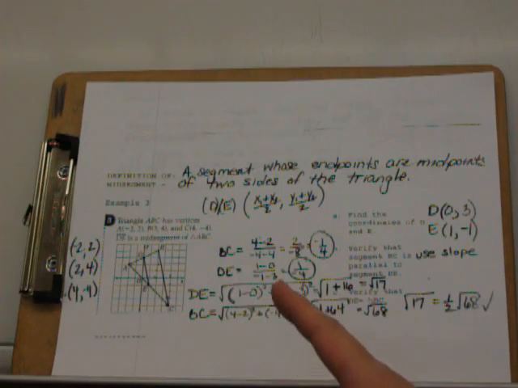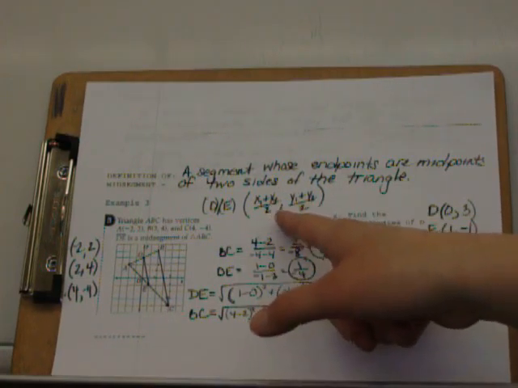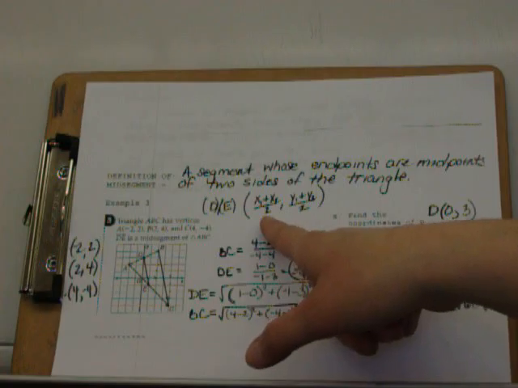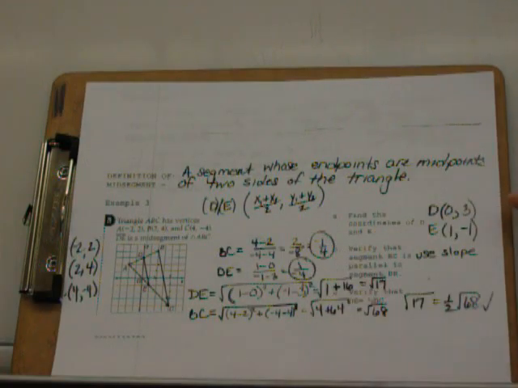Well, if DE is a midsegment, we have to use the midpoint formula to find the ordered pairs for D and E. So in this case, D would be (0, 3), because I'm taking my ordered pairs of A and B, adding up the x's, dividing by 2, and the same thing for the y's. So in the end, I get (0, 3) and (1, -1). Or you can just look at the figure to the left and figure out what those ordered pairs are.